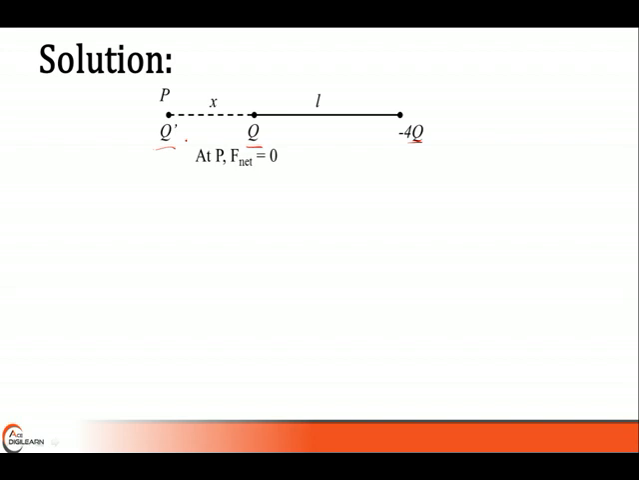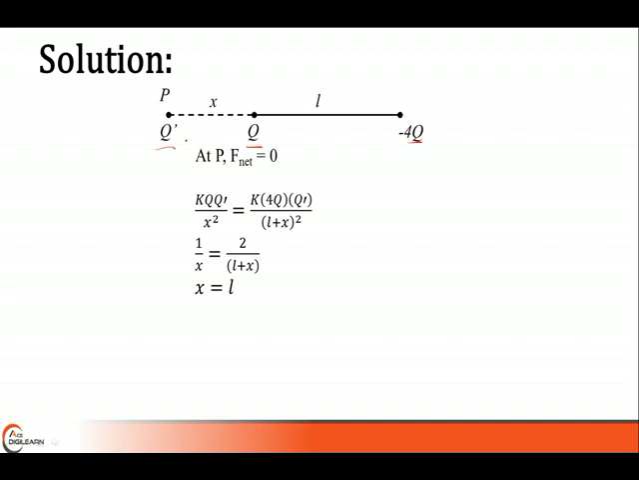First, at P, wherein q prime is placed, the net force on q prime must be 0. So on finding the net force on q prime due to q and minus 4q, we have the following expression. Solving, we get x is equal to L. That means q prime should be placed to the left of q at a distance equal to L itself.